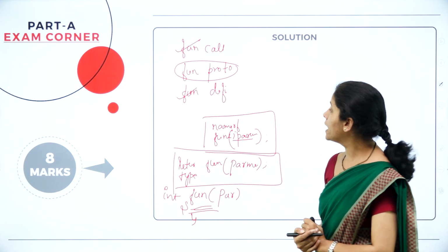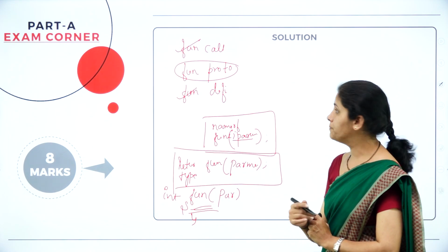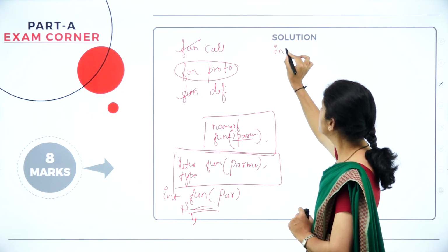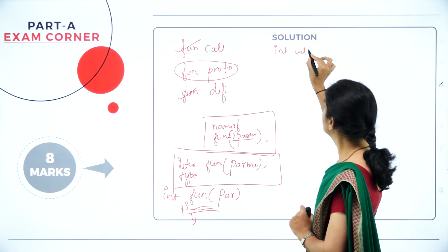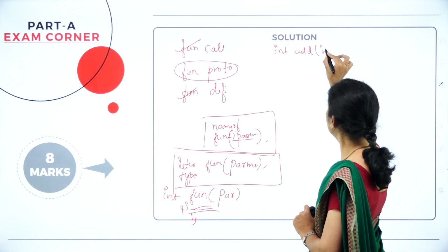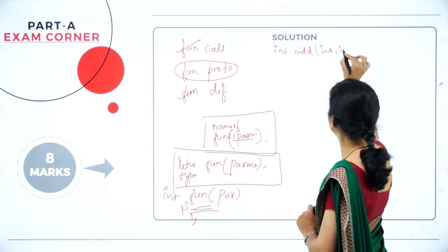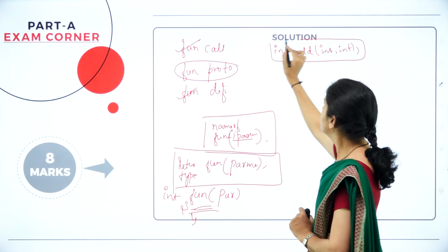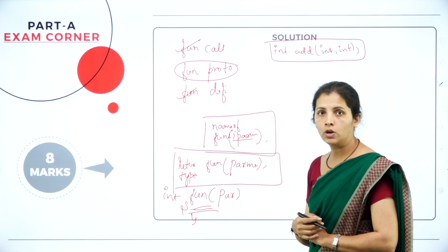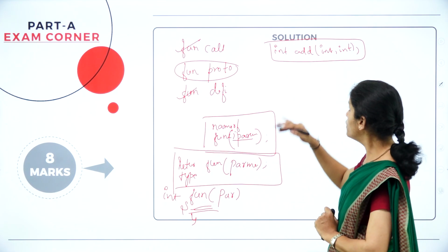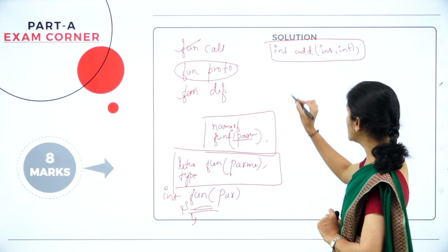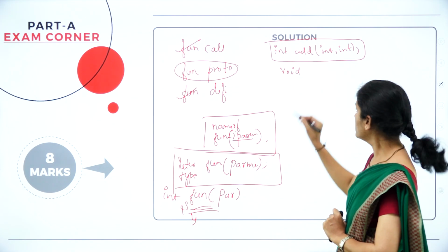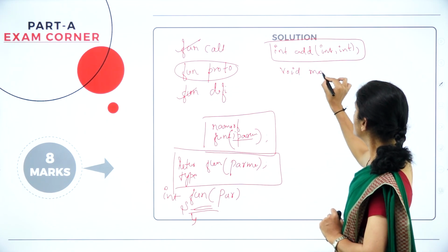Now, let me write the example here. See here, I'll start with int add, int comma int. So, this is my function prototype, which I'm going to write above the main program. Then I'll start with the void main.